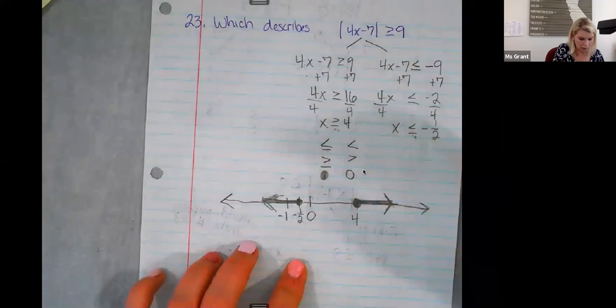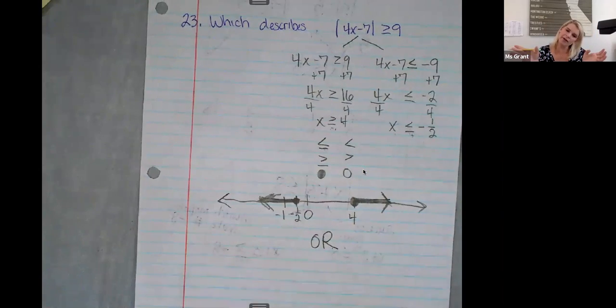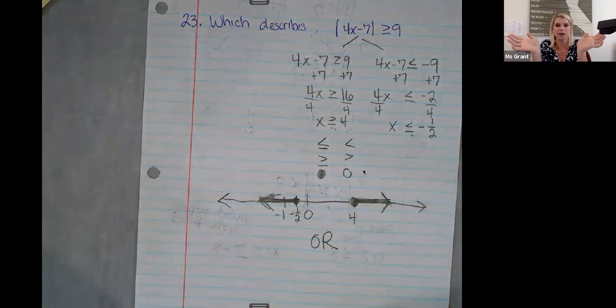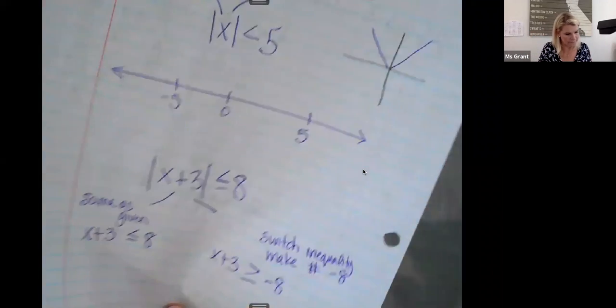Okay, this is called an or, by the way, because you go one way, or the other. And I always sing that song for my kids too. So this is called an or. An or inequality goes in opposite directions, and an and inequality connects and is together. Or, and. Okay.